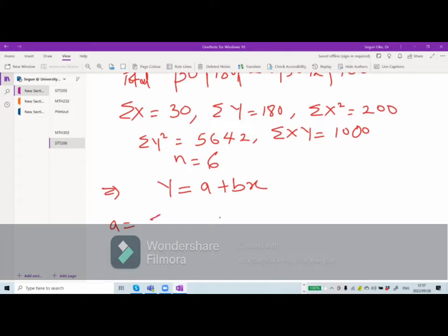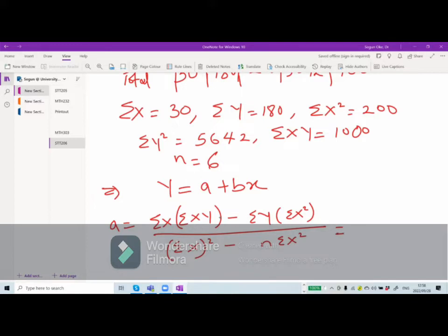Let me write A now: A equals summation X squared times summation Y, minus summation X times summation XY, divided by summation X all squared minus n times summation X squared. So let's substitute this one. We know summation X to be 30. Summation XY is what? 1000.